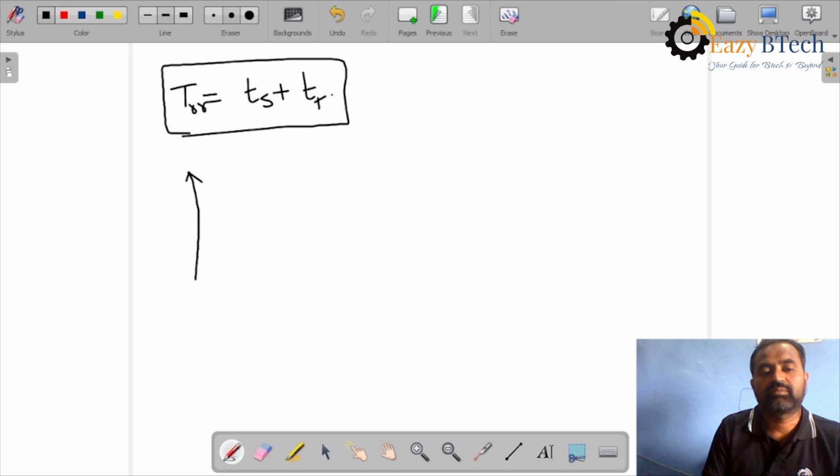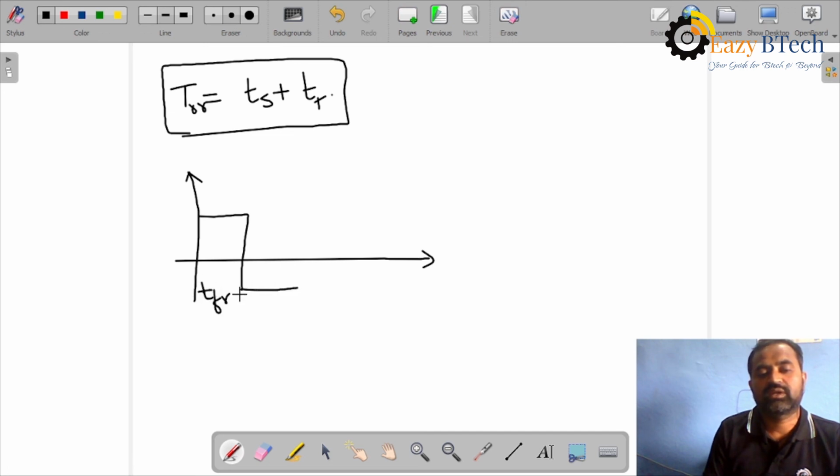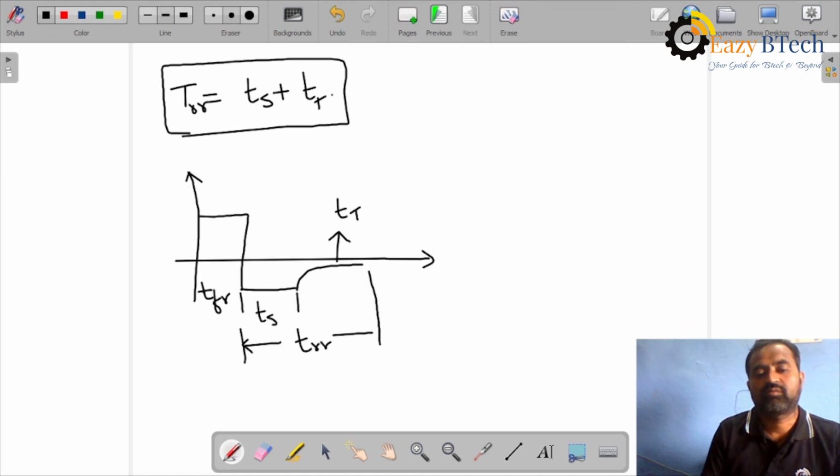This is the diagram. This is for the on state. This time we call tfr. This time, from this time to this time, we will call ts. From here, it is this time. From here to here, trr. This is the switching speed of the diode.